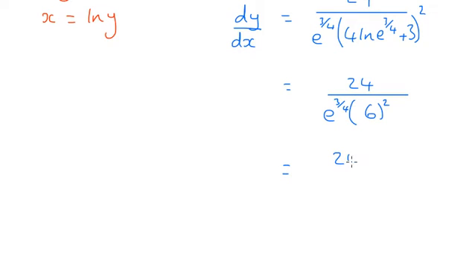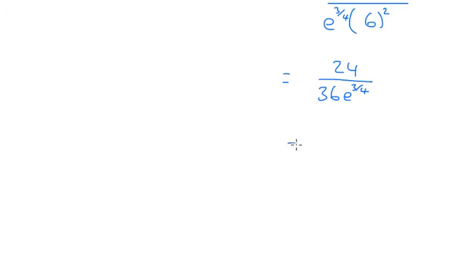So we've got 24 over 36 e to the 3/4. 24 over 36 is 2/3. So you can either write this as 2 over 3 e to the 3/4, or you could also bring this e to the 3/4 up and write it as 2 e to the minus 3 over 4 all over 3.